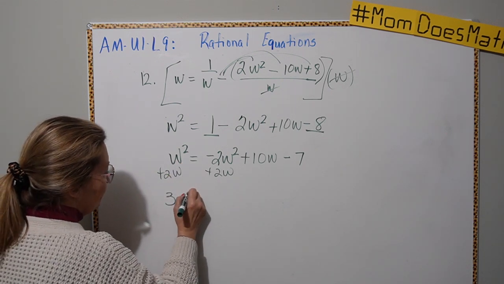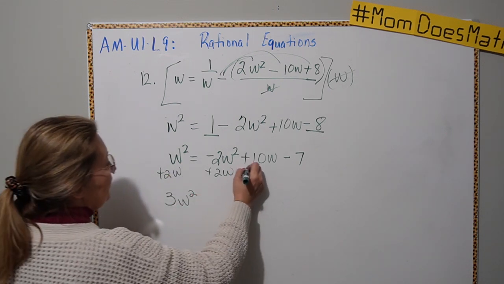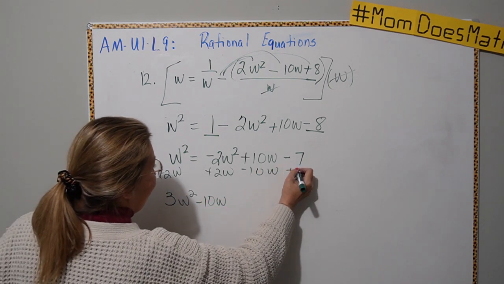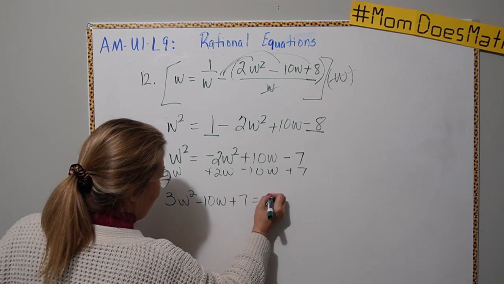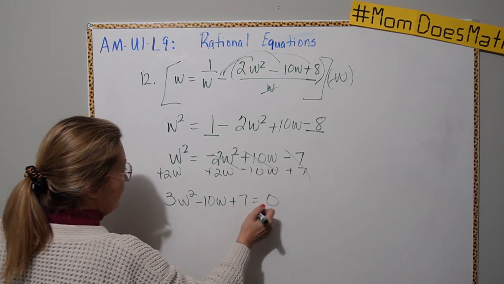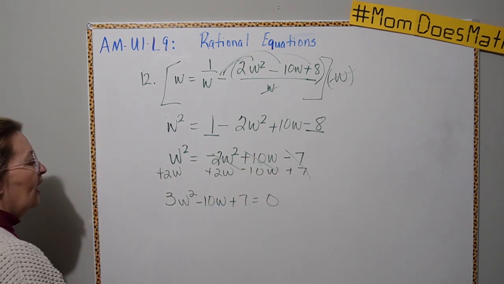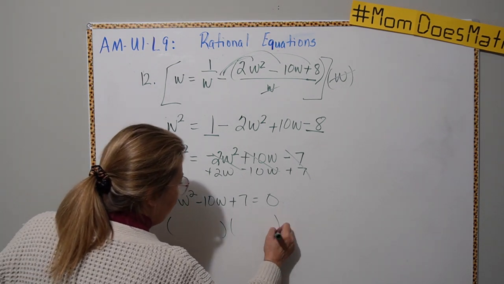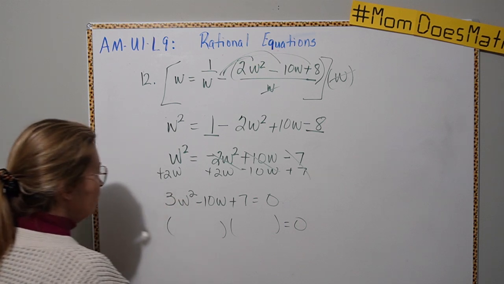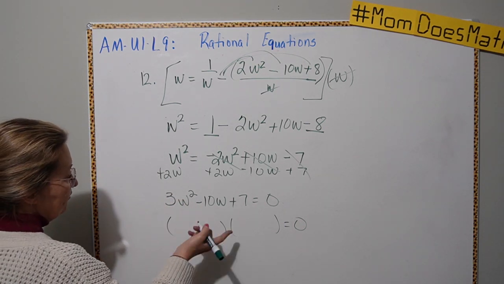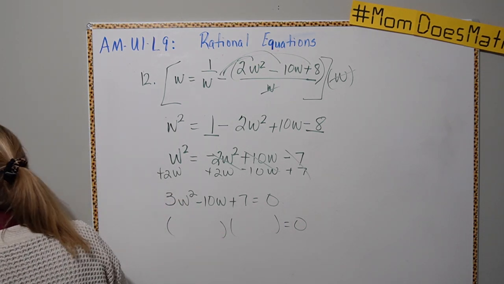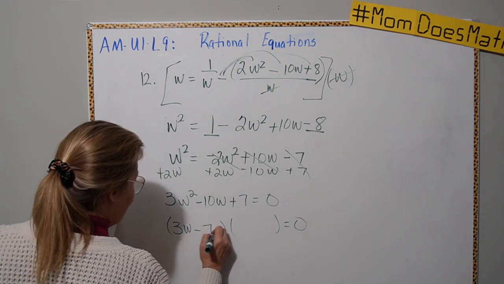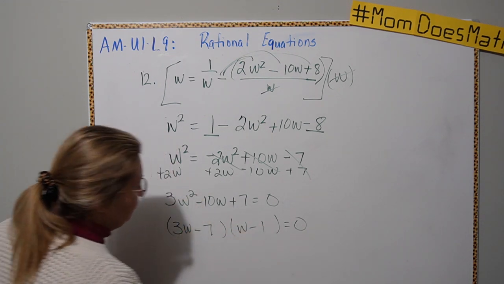So now I have 3w squared there. Then I would want to subtract 10w from each side and add 7 to each side. So I have 0 here and all my terms are now on the other side. Okay, this quadratic will need to be factored, and I'm going to have to use the AC method on that. So that's going to factor into 3w minus 7 and w minus 1.